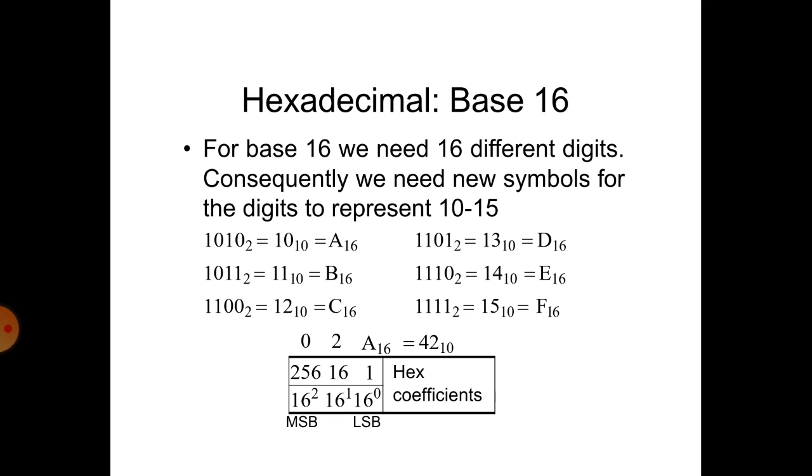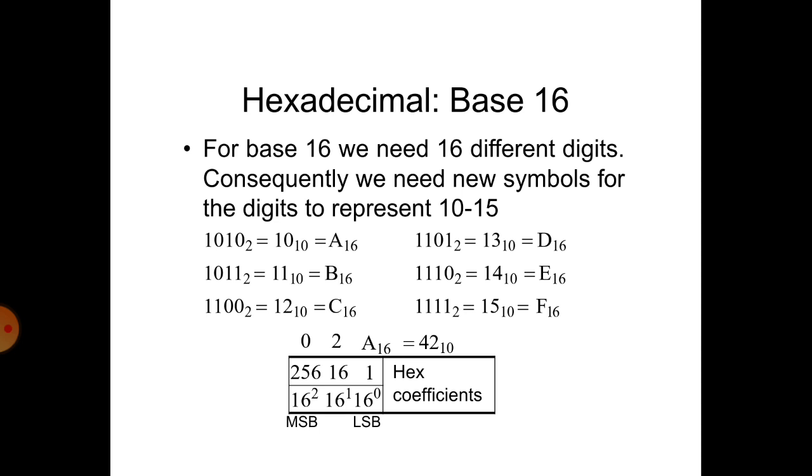The next is hexadecimal, to the base 16. For base 16, we need 16 different digits. Consequently, we need new symbols for the digits to represent 10 to 15. So 0 to 9 will be decimal, and 10 to 15: 10 can be represented as A, 11 will be B, 12 will be C, 13 will be D, 14 will be E, and 15 will be F. So these are the hexadecimal conversions.